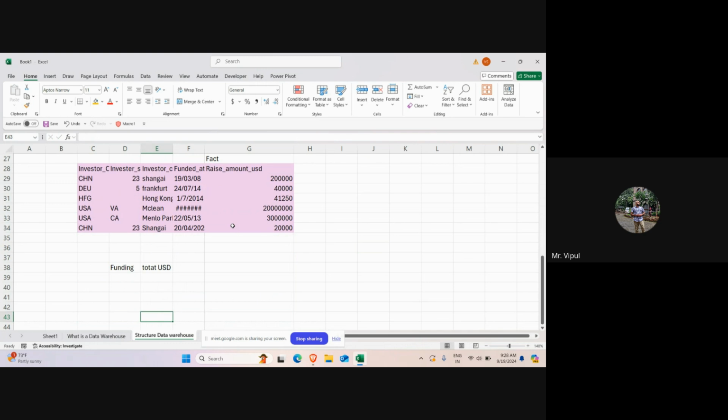Now let us talk about the dimension variable. A dimension variable adds life to the fact variable. What I mean by that is dimensions can be used as a basis for analyzing the fact data. In the sector list, for example, sector list is an example of a dimension variable.